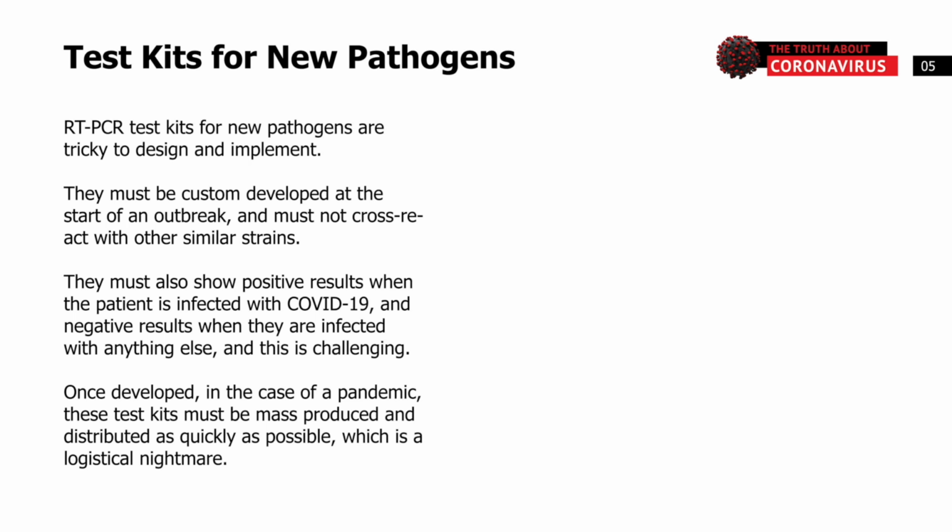RT-PCR test kits for new pathogens are tricky to design and to implement. They must be custom developed at the start of an outbreak and must not cross-react with other similar strains. They must also show positive results when the patient is infected with COVID-19 and negative results when they're infected with anything else, as this is challenging. Once developed in the case of a pandemic, these test kits must be mass-produced and distributed as quickly as possible, which is a logistical nightmare.